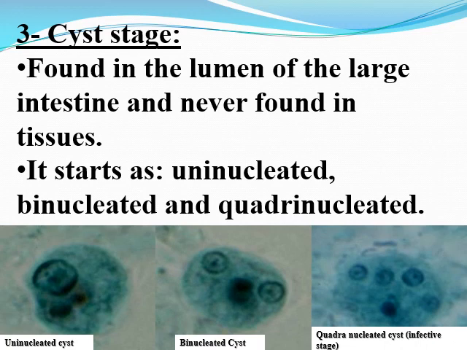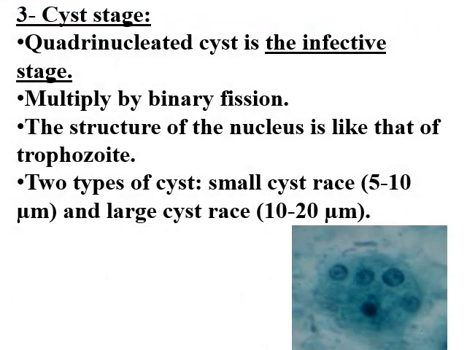The third stage is the cyst, found in the lumen of the large intestine and never found in tissue. It starts as uninucleated, then binucleated, and quadrinucleated. Only the quadrinucleated cyst is the mature cyst, and it is infective to the second host, while the others are immature cysts. The quadrinucleated cyst, as we see, is the infective stage. It multiplies by binary fission.